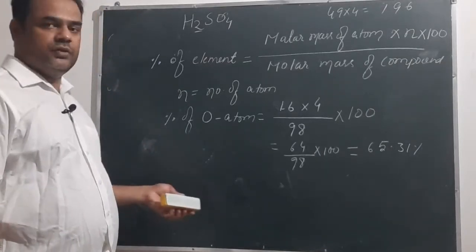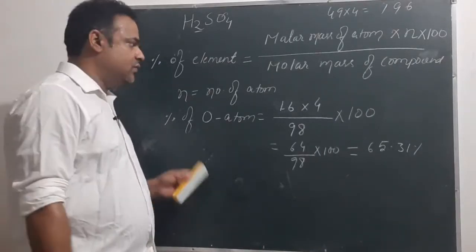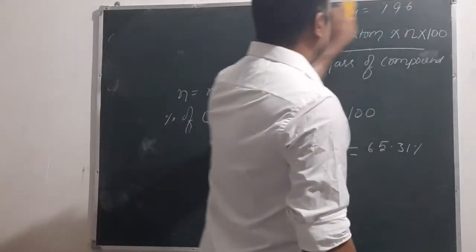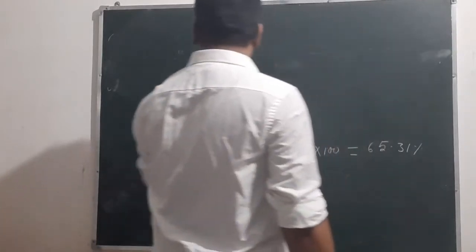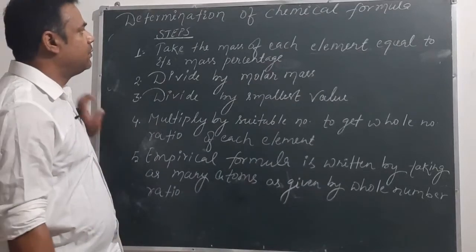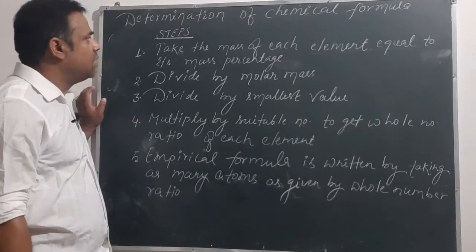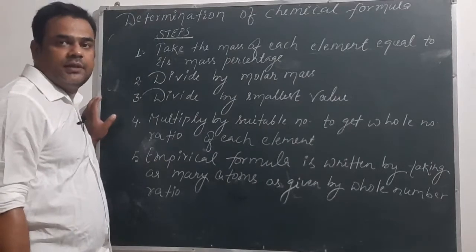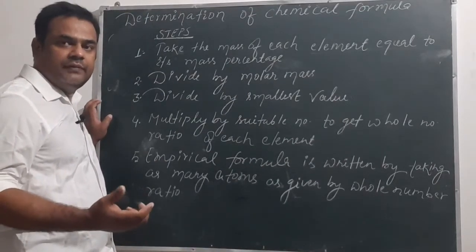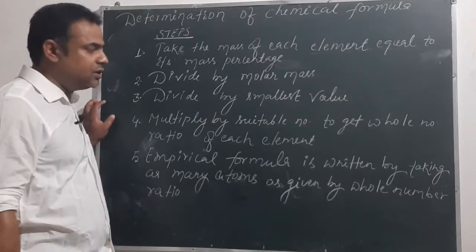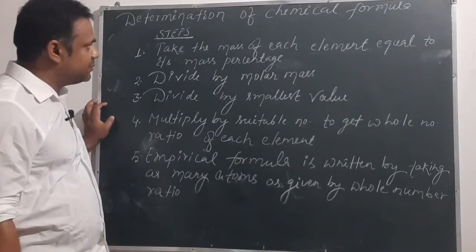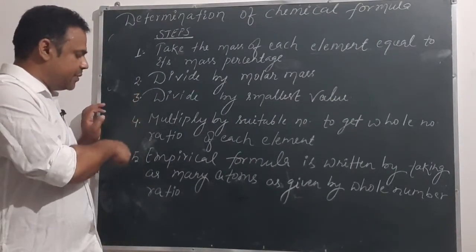Now next we are going to determine the empirical formula or chemical formula of any compound. The next topic is determination of chemical formula. To determine the chemical formula, we have to follow the following steps. In numericals, we get the composition of different elements, and with the help of that composition, we have to determine the chemical formula of the compound. So for the determination of chemical formula, we have to remember these 5 steps.